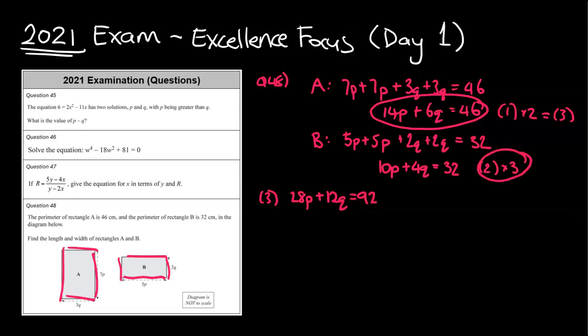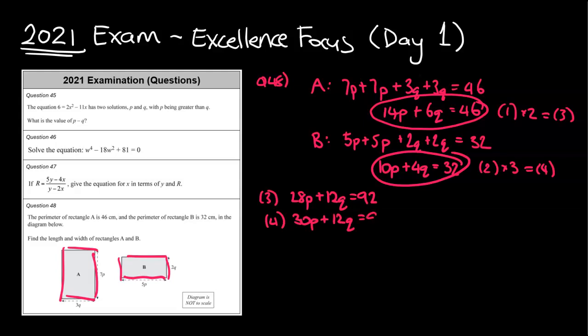And then along the bottom over here, that's going to be our equation number 4. Multiplying everything by 3 this time, all of this by 3. So that's 30p plus 12q equals 96. So I've got the same amount of q's everywhere, so I can now go ahead and actually do that. I'll do it the easier way, I suppose: equation number 3 minus equation number 4.